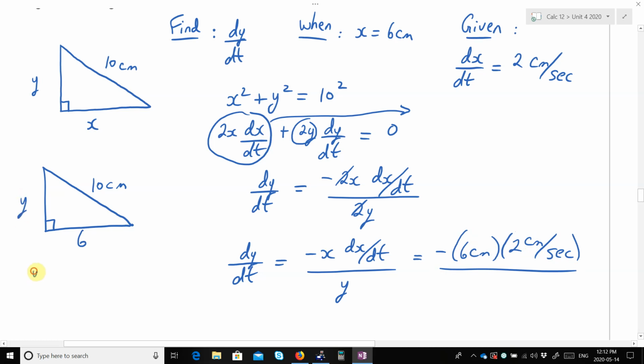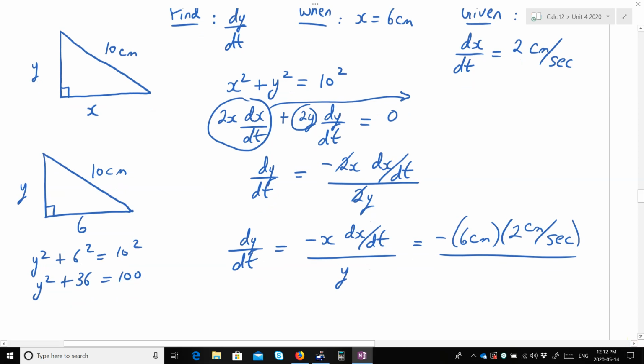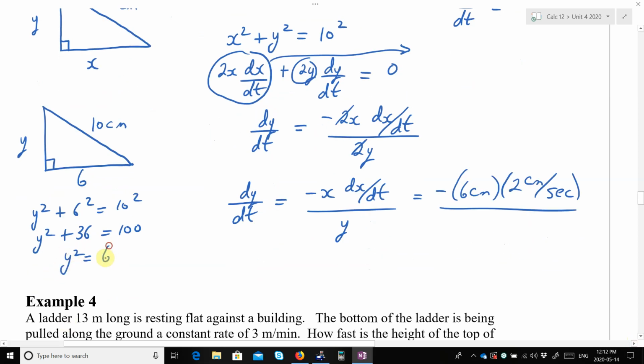when x is 6, we would have y squared plus 6 squared equals 10 squared. So y squared plus 36 equals 100. So y squared equals 64, so y is equal to plus or minus the square root of 64, plus or minus 8. It's a length, so y equals 8 centimeters.